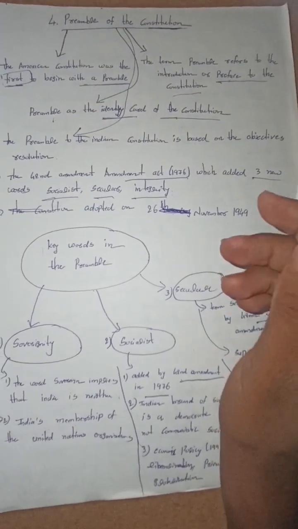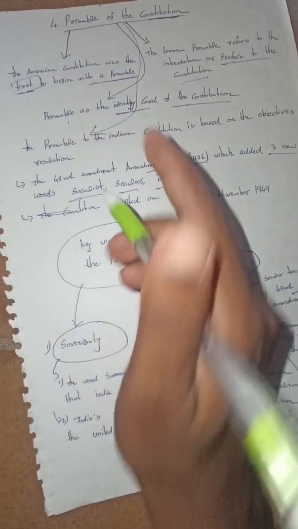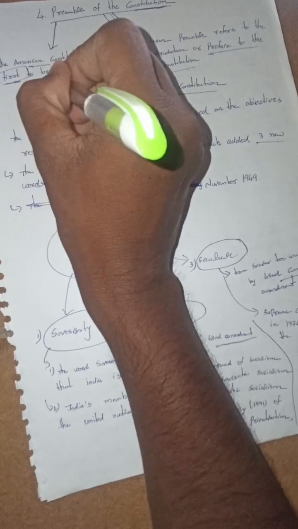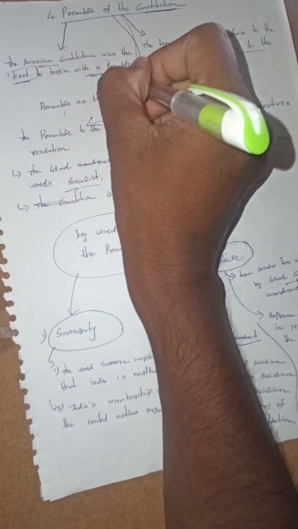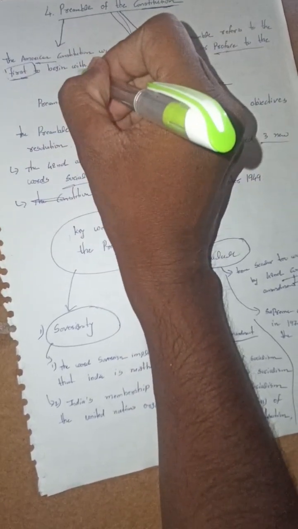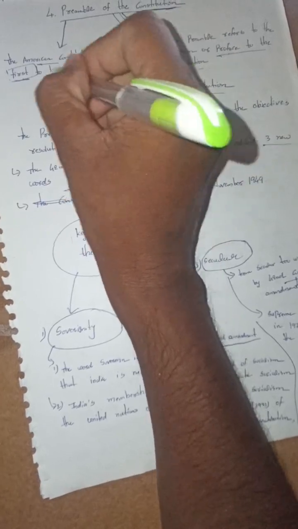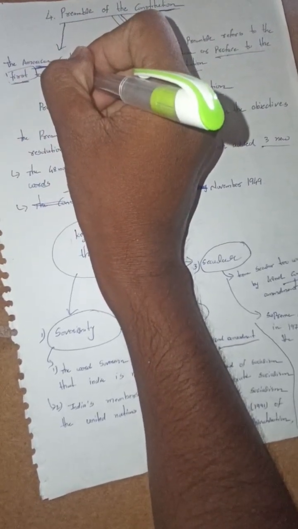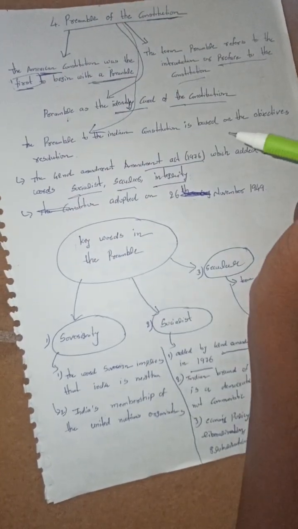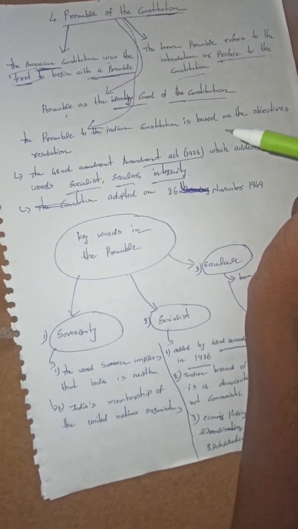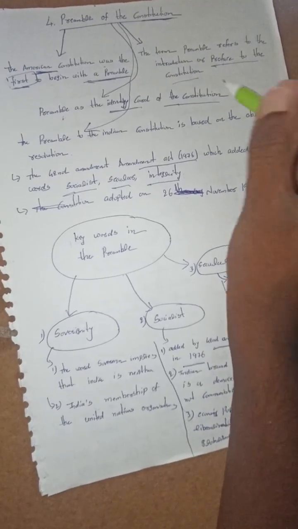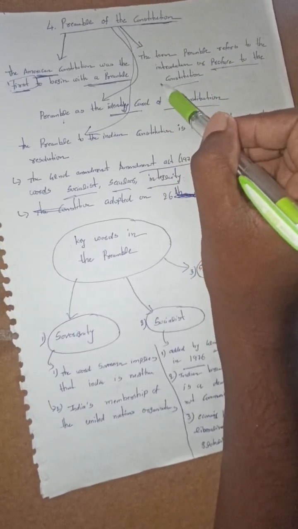The American Constitution was the first to begin with the preamble. Many countries, including India, followed this practice. The term preamble refers to the introduction to the constitution.